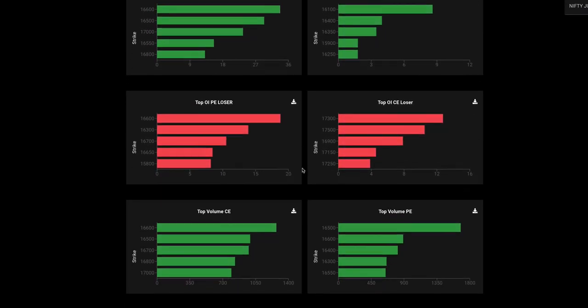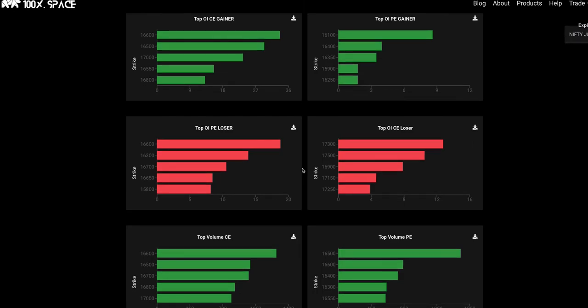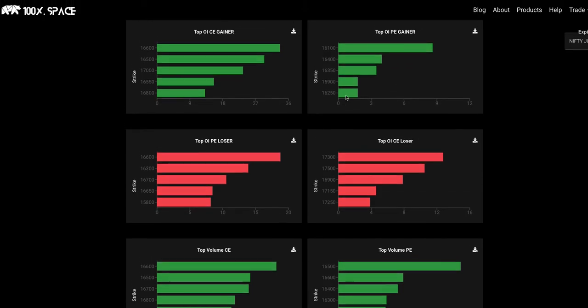So these are the 6 charts, right? What they show us is key OI. It's all written there, but I just want to explain it. OI CE gainer, PE loser and CE gainer. So you know what's going on on the OI side, which side people are closing positions and which are opening new positions. For example, the first one shows which strike prices are the highest open interest gainers today.